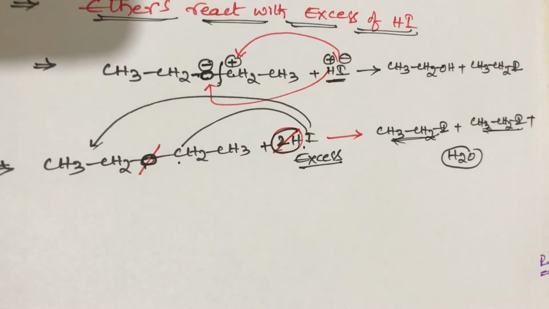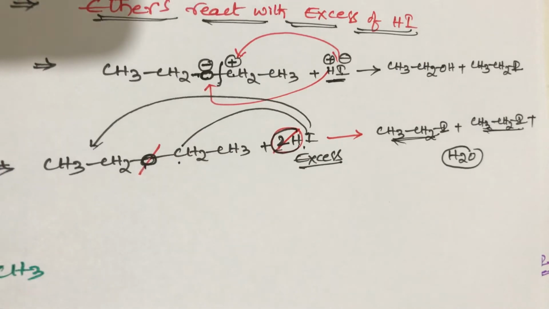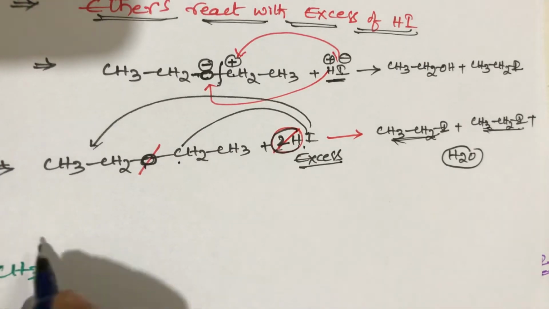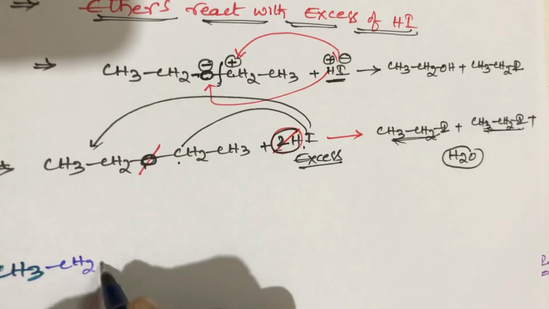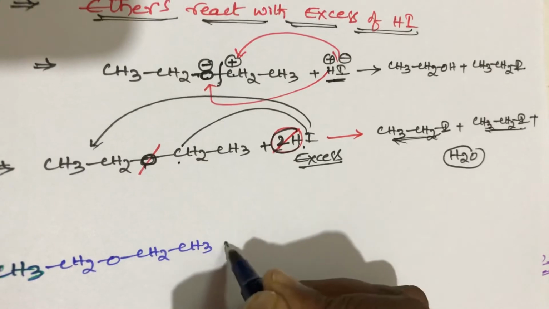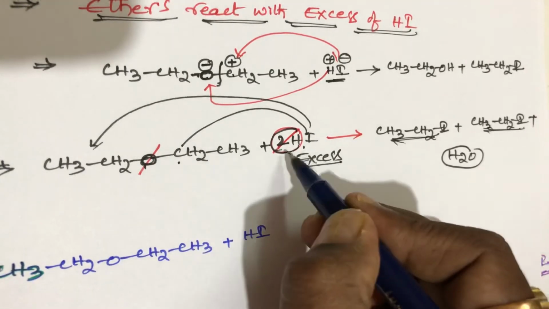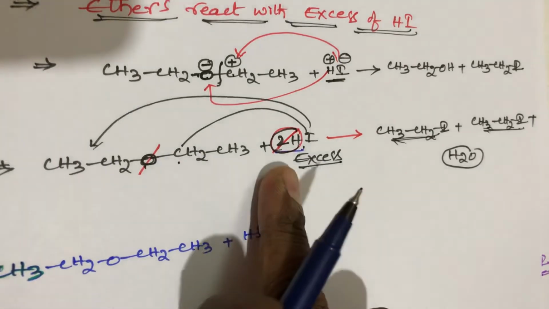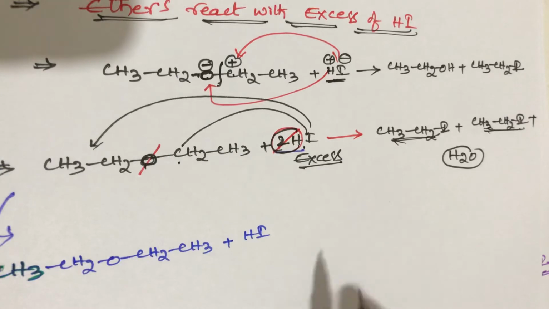So this is the simple trick, students. I will explain it step by step. Now take the same example, diethyl ether, CH3CH2OCH2CH3. With excess of HI, we took 2 moles of hydroiodic acid. I will explain step by step clearly.